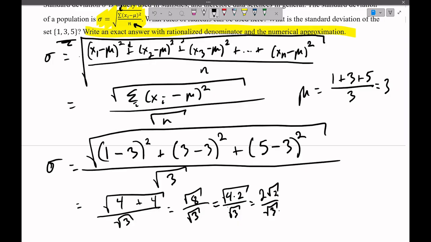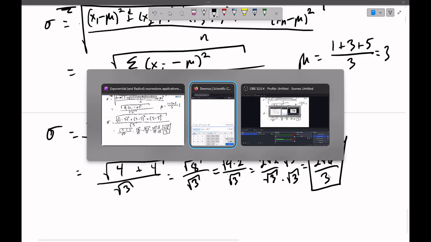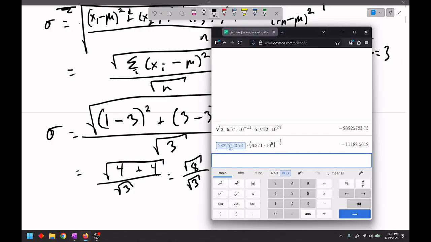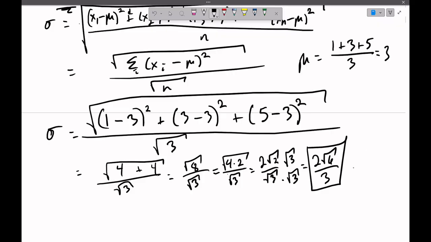And finally, I can rationalize the denominator by multiplying top and bottom by root 3. That gives me 2 root 6 over 3. This is an exact number. We can find the numerical approximation by plugging it into a calculator. So we get 2 times the square root of 6 divided by 3, and we get 1.63. So this is approximately 1.63.